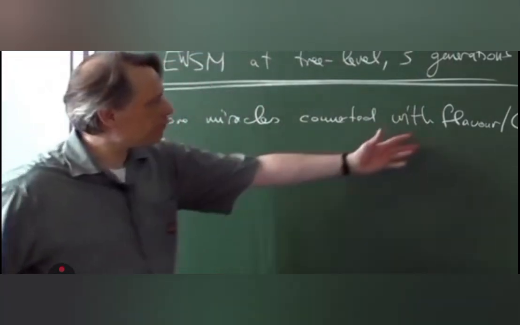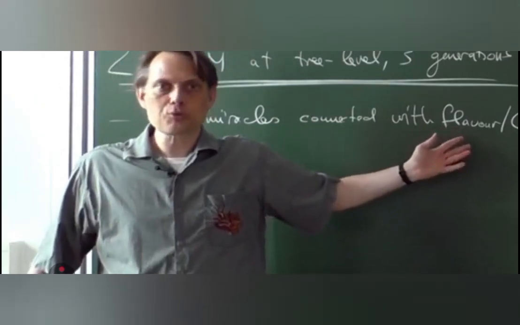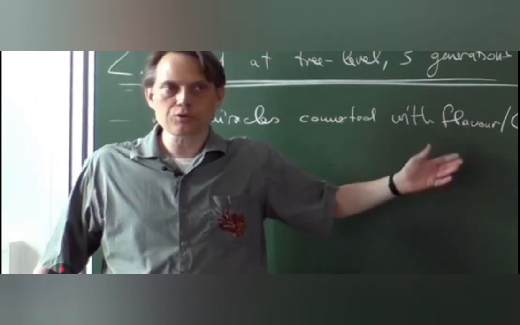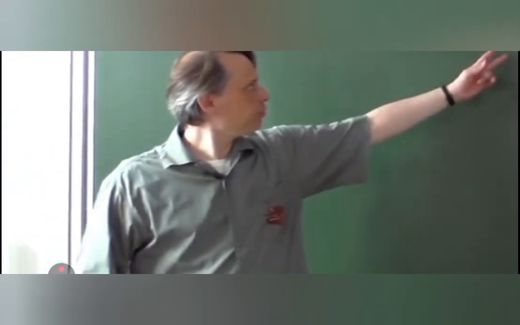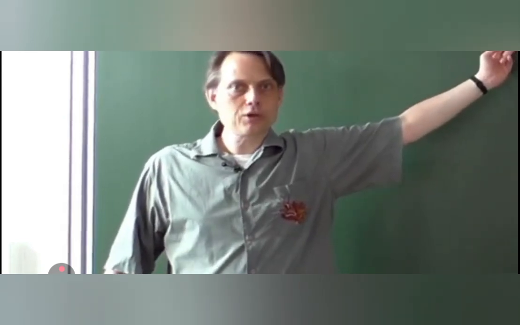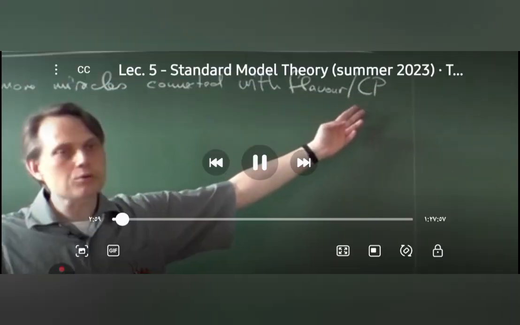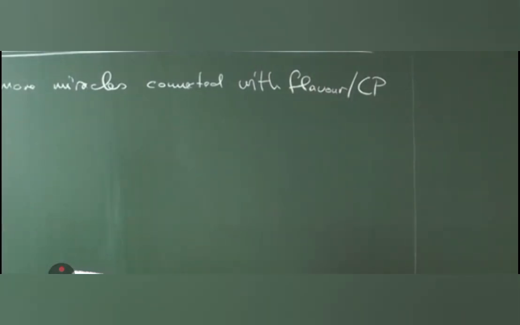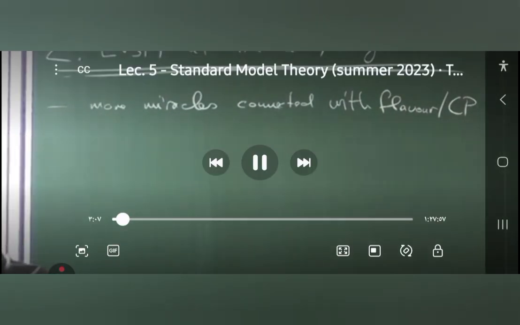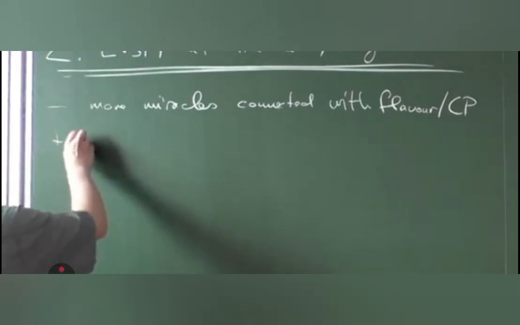So flavor physics is the physics that has to do with the existence of 3 generations. It describes processes where different flavors, different kinds of quarks and leptons appear. And CP is the symmetry under charge conjugation and parity, which is not a good symmetry of the full standard model. And there are so-called CP violating processes, and they are also connected with flavor, as we will see in this section. So let me discuss briefly at the beginning some types of flavor processes.